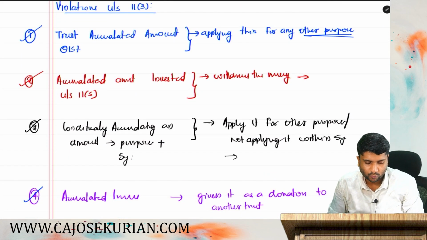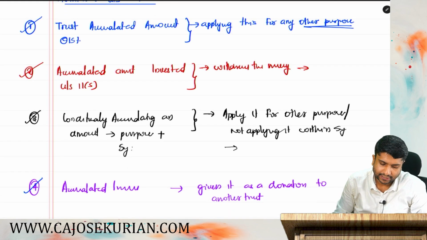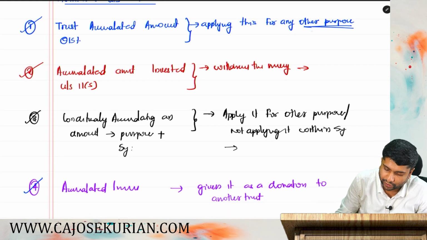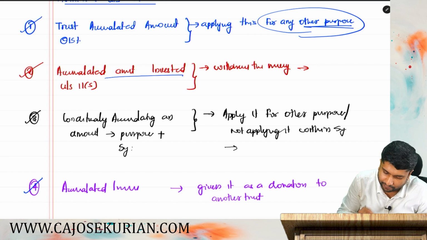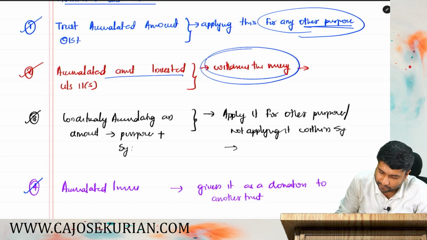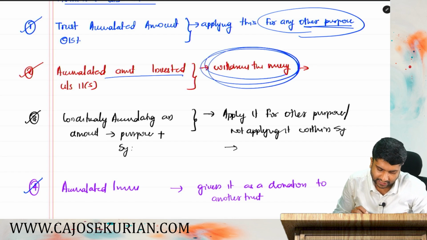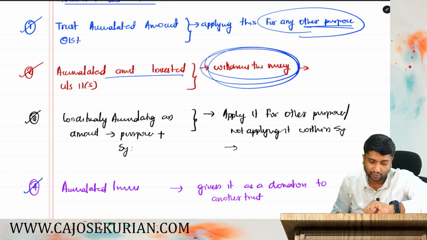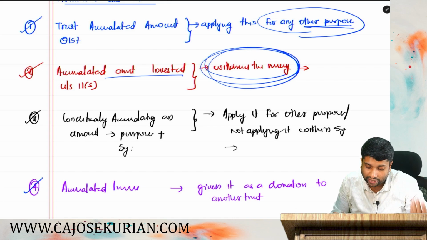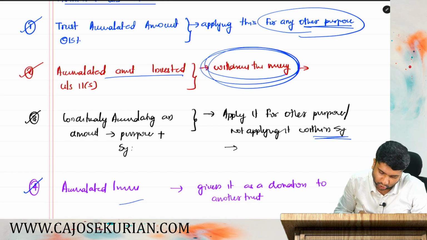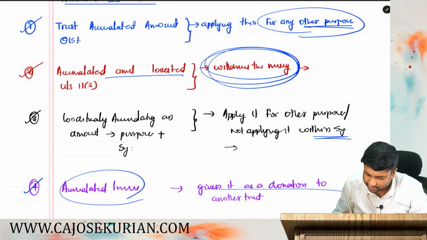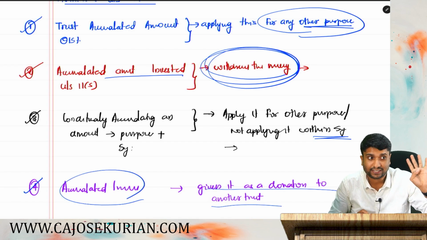These 4 items are violations under 11 subsection 3: the trust accumulated an amount and applied it for any other purpose; withdrawing the money from specified modes; conditionally accumulated the amounts and changed the purpose without authorization, or haven't applied it within 5 years; and accumulated income and gave it as a donation to another trust. All these 4 are violations in relation to accumulation.